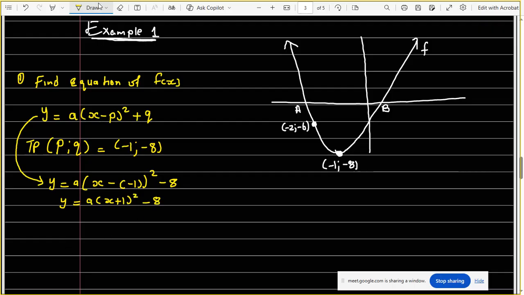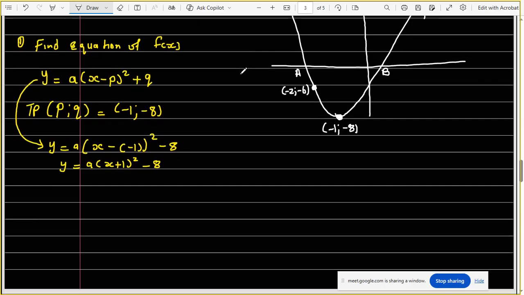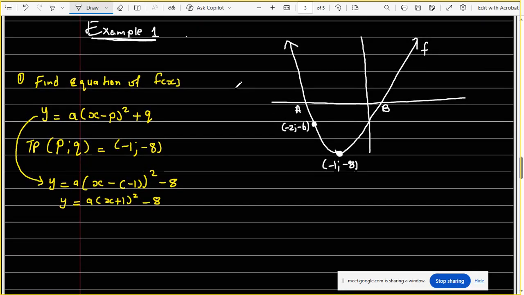What's next? What should we do to find a? Remember, you have another point, which has an x coordinate and a y coordinate. Can we use the formula with x minus x1? If we substitute that one, I don't think it can work. But if we substitute this point into this equation, do you agree that the only unknown variable this time will be a? Then we solve for a.